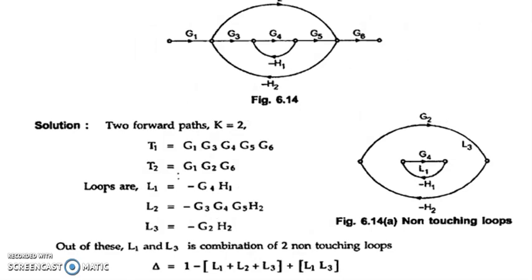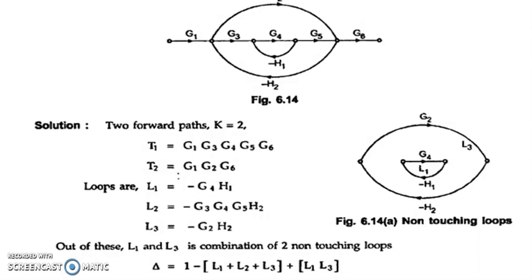In figure 6.14 we show a signal flow graph. In this particular signal flow graph, the first thing we need to do is to find the number of forward paths. So G1, G3, G4, G5 and G6 is one forward path. Let us call it T1. Likewise, G1, G2 and G6 is another forward path. Let us call it T2.